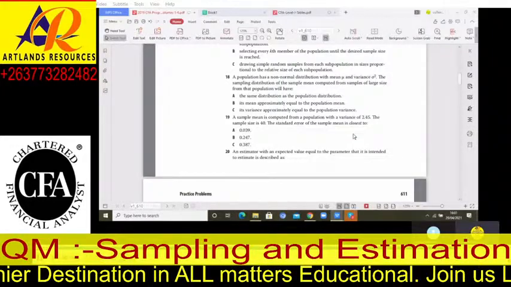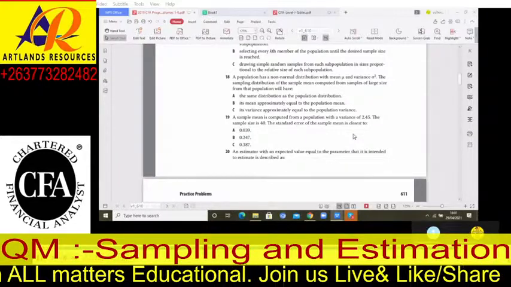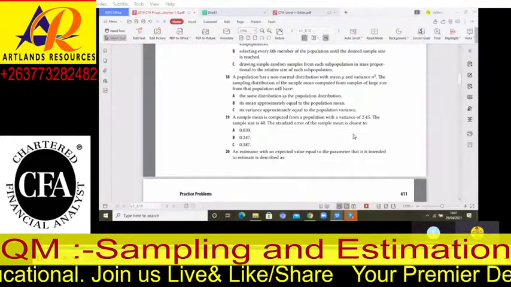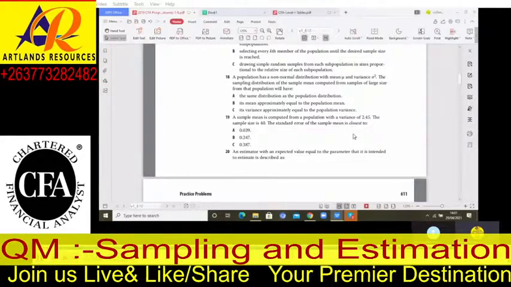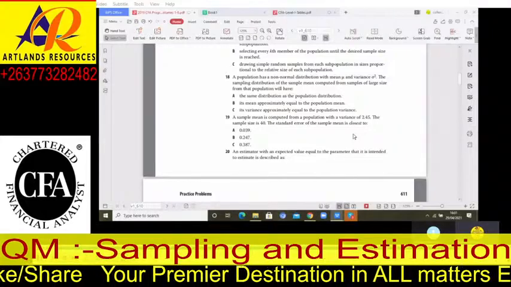Remember, the standard error of the sample mean is variance over square root of n. I mean, it's standard deviation over square root of n. Standard deviation over square root of n.